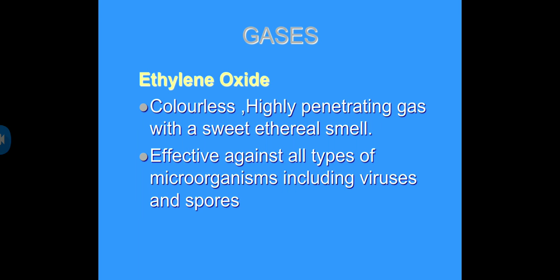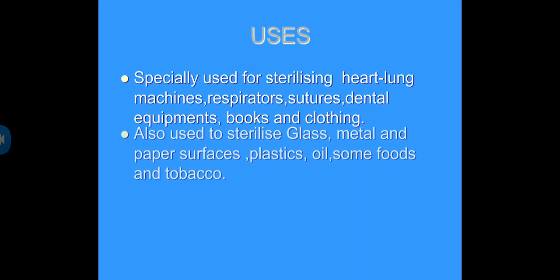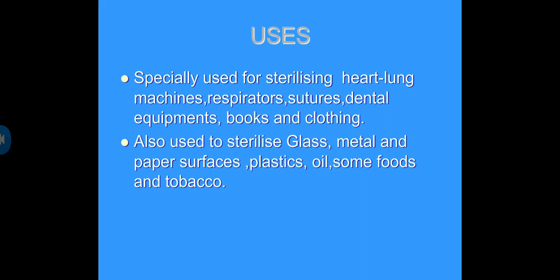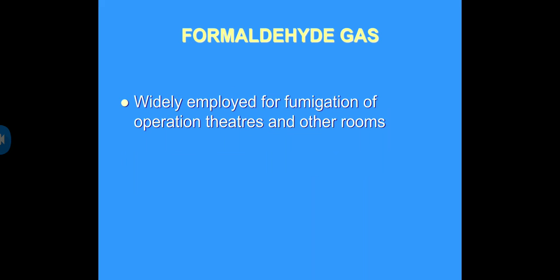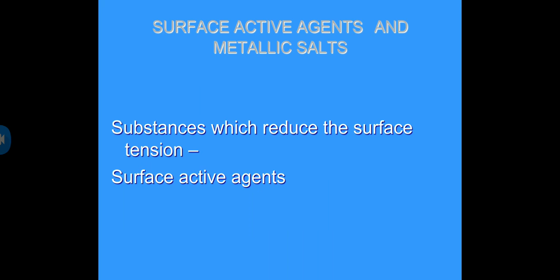Next one is ethylene oxide gas, a colorless, highly penetrating gas with a sweet ethereal smell, effective against all types of microorganisms including viruses and spores. Especially it is used for sterilizing heart-lung machines, respirators, and sutures, such as dental equipment, books and clothing. It is also used to sterilize glass, metal and paper surfaces, plastic, oil, some foods and tobacco. Formaldehyde is widely employed for the fumigation of operation theaters and other rooms. Beta-propiolactone, used in fumigation for sterilization at 0.2%, has a rapid biocidal activity and is very effective against viruses.